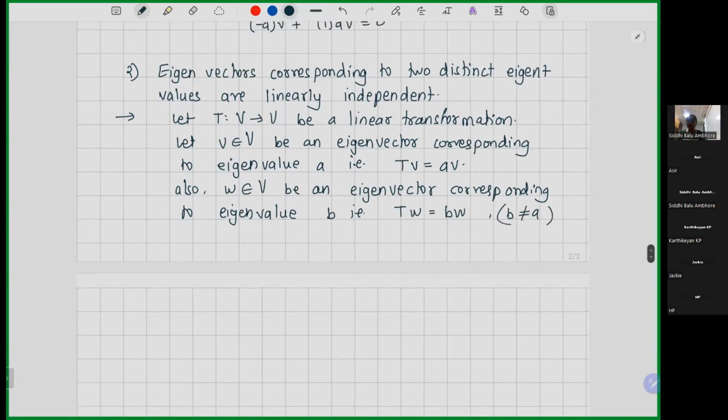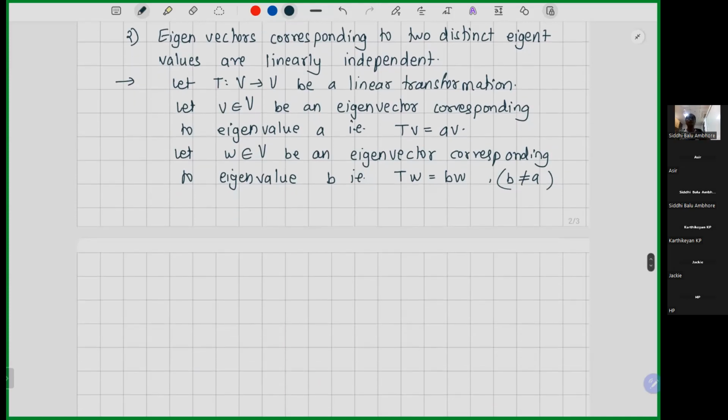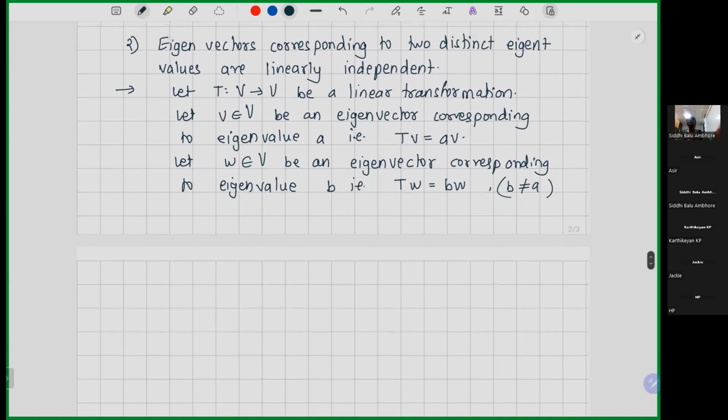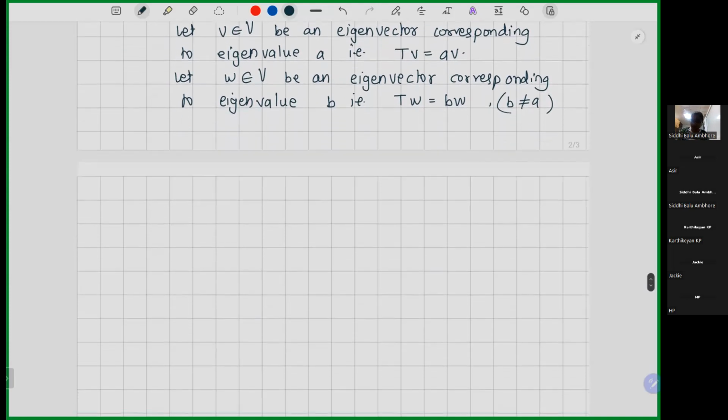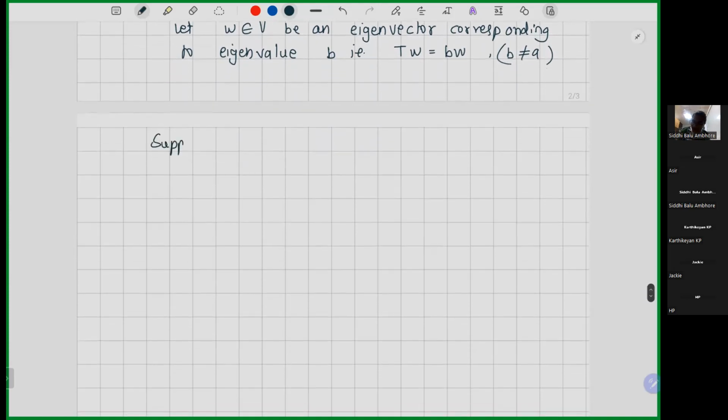So these are two different eigenvalues, and these are corresponding eigenvectors. These are any given eigenvectors. So we started with two different eigenvalues and corresponding eigenvectors, and we will check whether this v and w can possibly be linearly independent or dependent. So we have to check for linear independence.